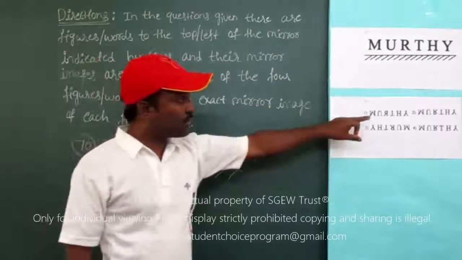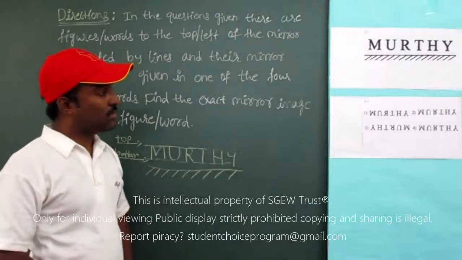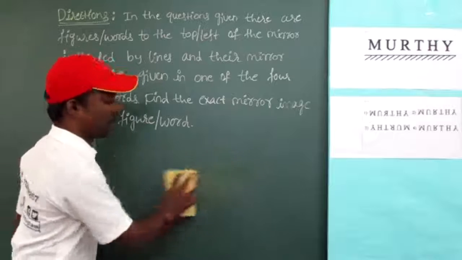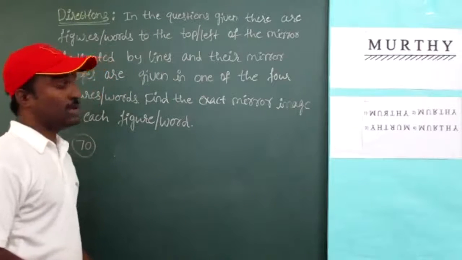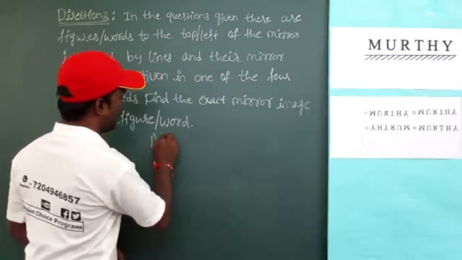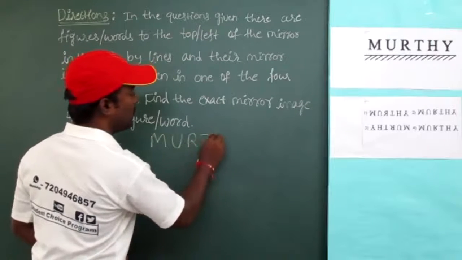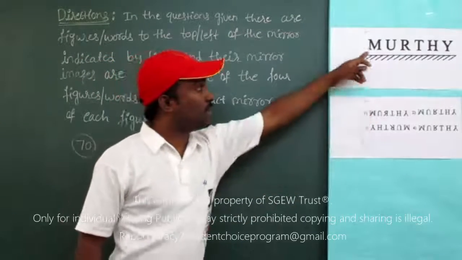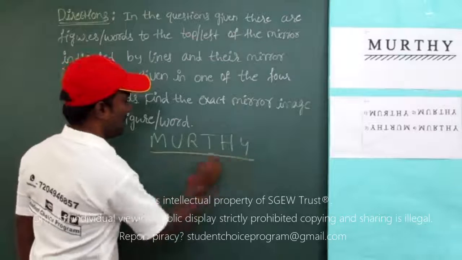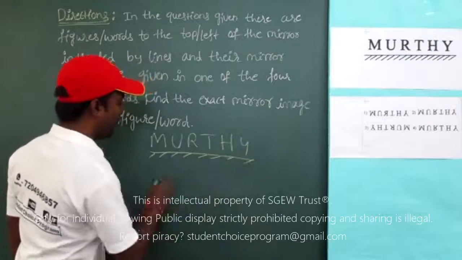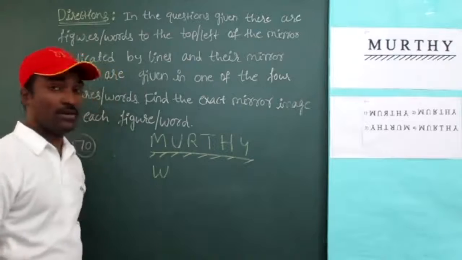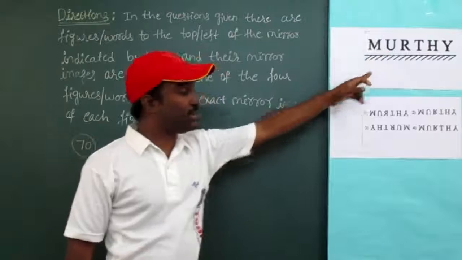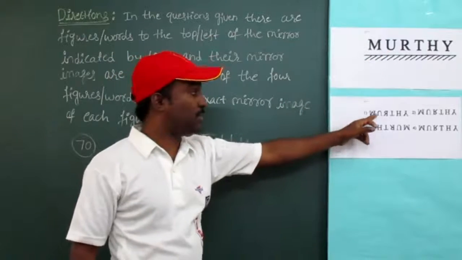Now, coming to the first option, you can see the given word, that is M U R T H Y. If you see the M, the mirror image of this M will appear like this. Okay, this is correct. Now the mirror image of U appears like this. This is correct. M and U are correct.